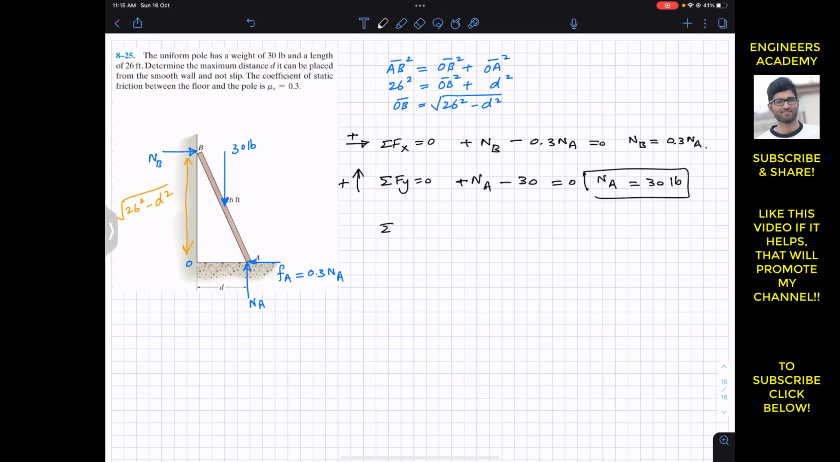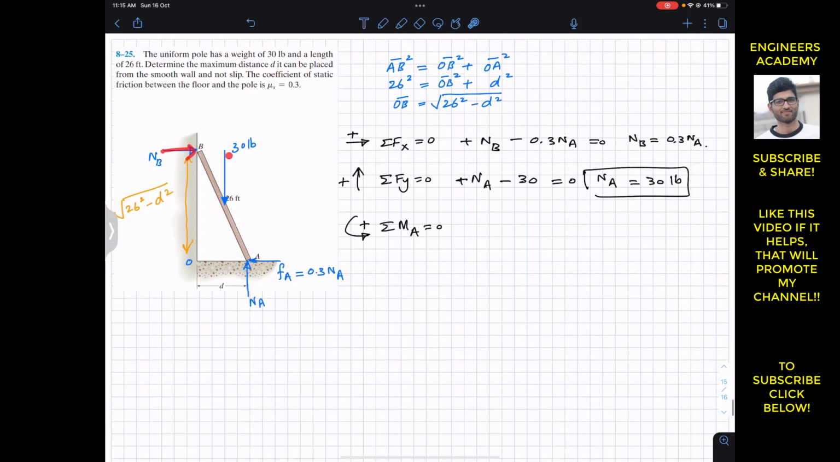Now the summation of moment about point A must equal 0. The counterclockwise moment is considered to be positive. Now we are going to find the moment about point A. They are not going to produce the moment about point A. So only this NB and this weight are producing the moment about that point A.